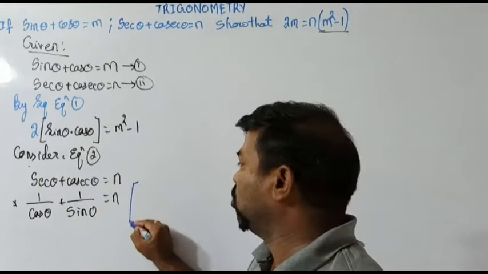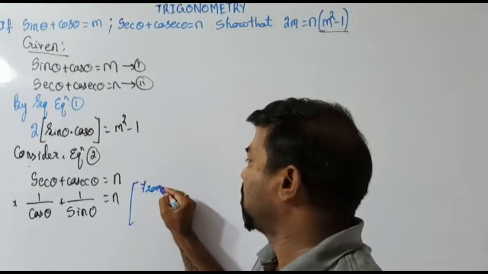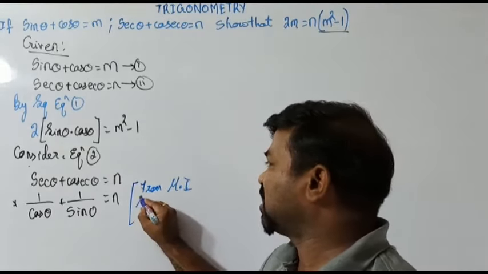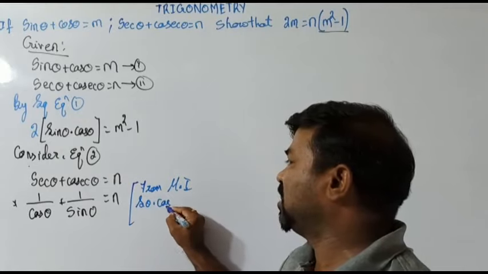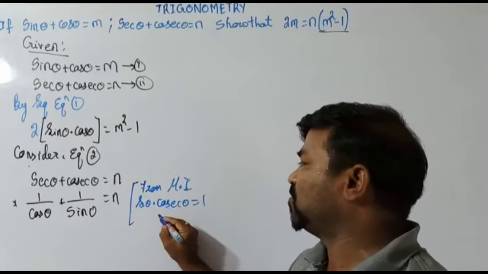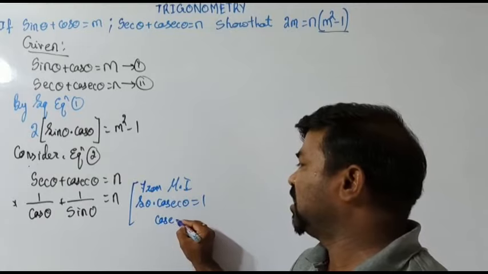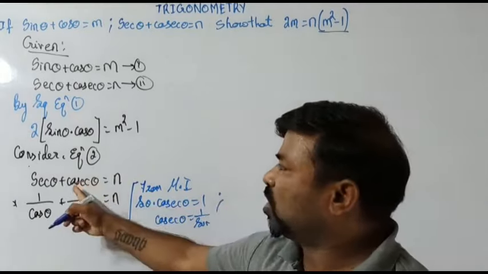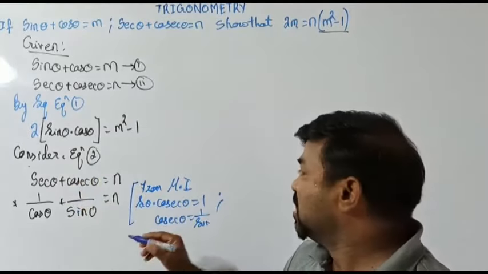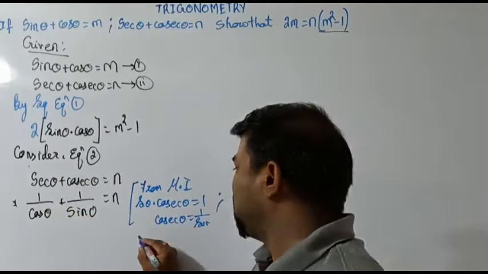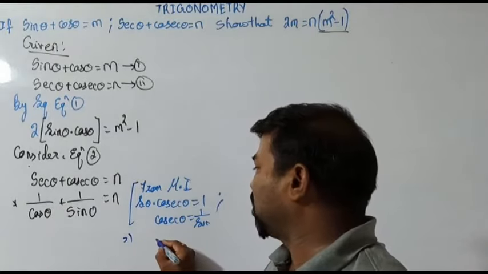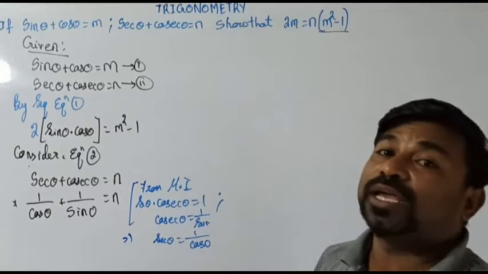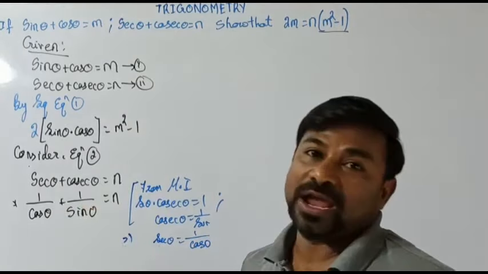We know from the multiplicative identity that sine theta into cosecant theta is equal to 1. From here, we can write cosecant theta as 1 by sine. That is what cosecant can be written as, 1 by sine. In the same way, we can write secant as 1 by cos from multiplicative identity 2. From there, I got that.